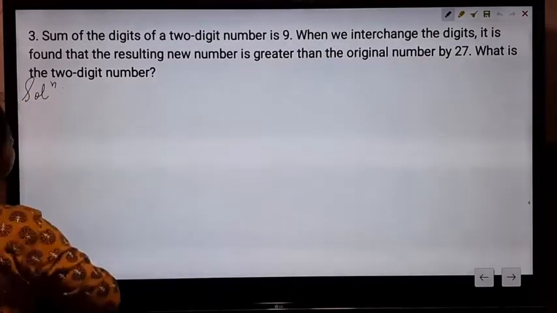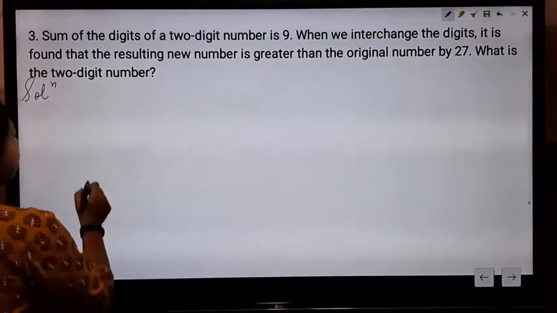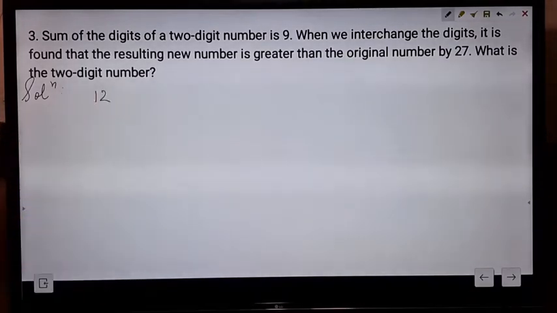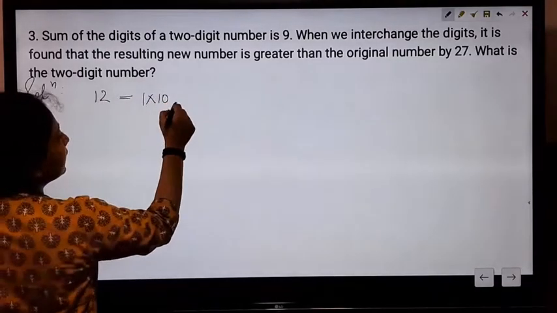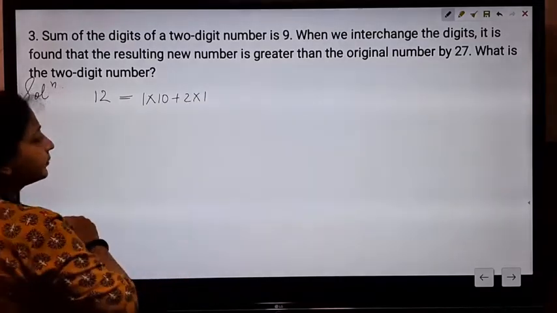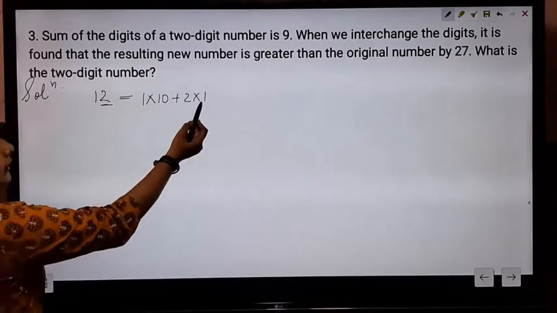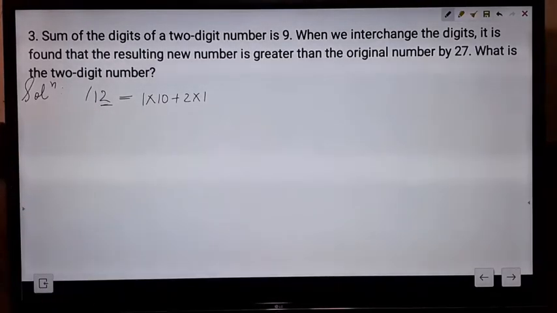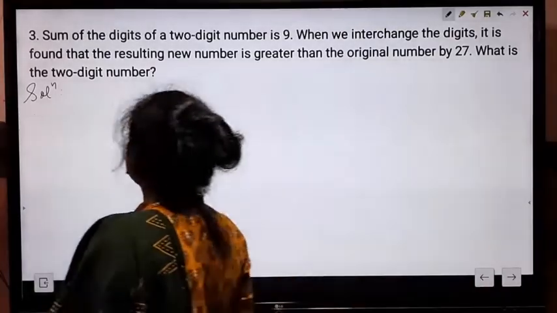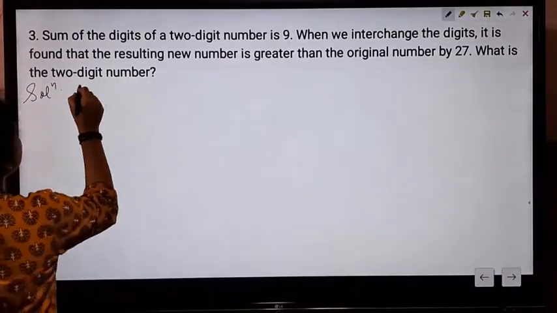First of all, students, whenever we have a two-digit number, let us take 12 for example, we can expand this number as 1 into 10 plus 2 into 1, right? 2 is in the ones position, that's why we are multiplying it with 1, and 1 is in the tens position, that's why we are multiplying it with 10. So here we can consider the units digit.